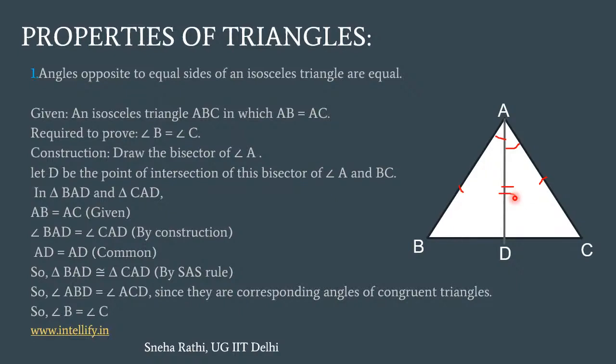So by CPCT, corresponding part of corresponding triangle, we can prove that angle ABD is equals to angle ACD, which means that angle B is equal to angle C.